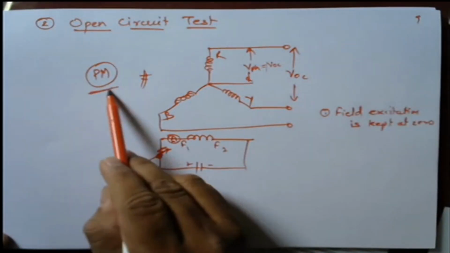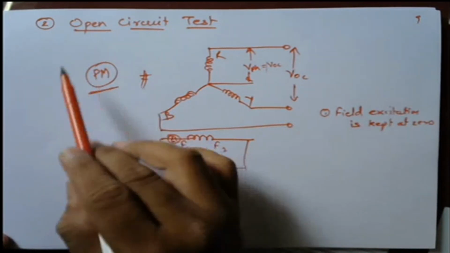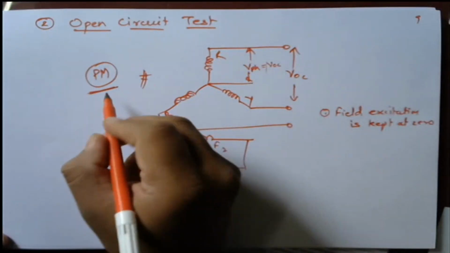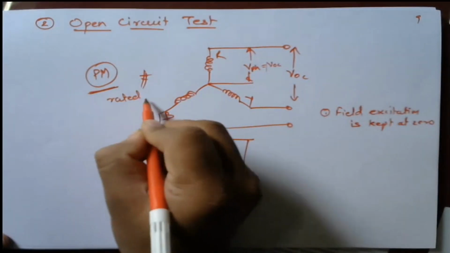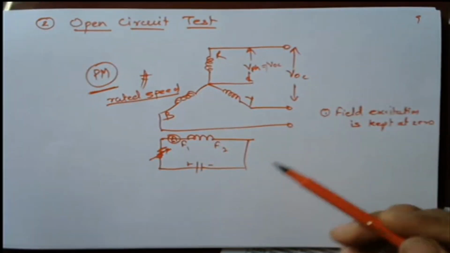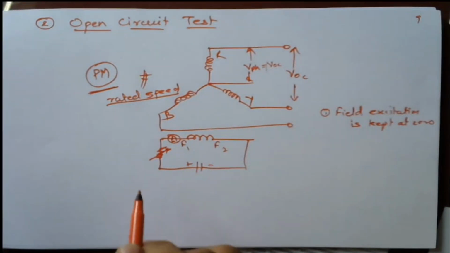Then we start the prime mover. As it is an induction motor, by using an auto transformer starter, we can start the induction motor. Once it has started, we have to set the rated speed. Once the prime mover is started, the alternator field winding starts rotating, and gradually we have to increase the field excitation.